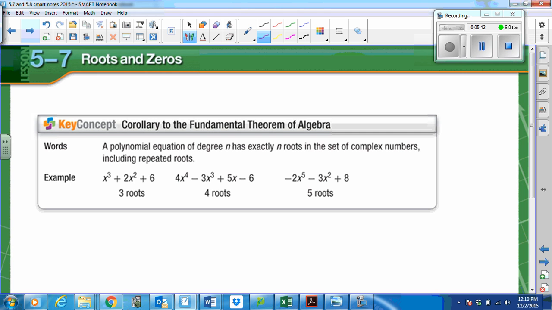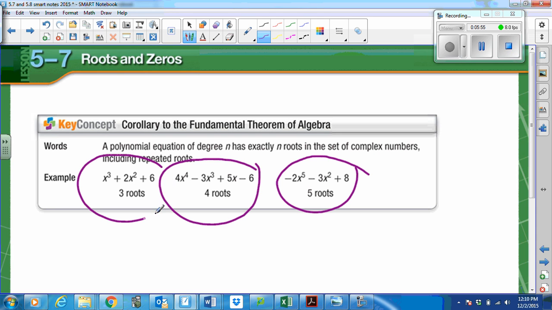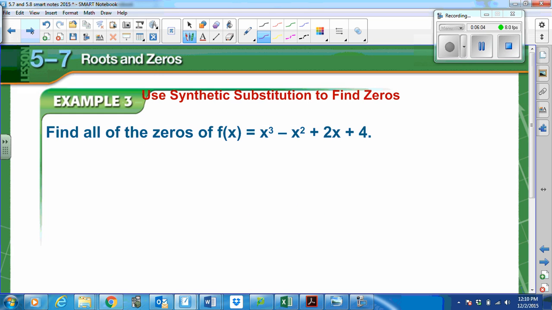So a corollary to the fundamental theorem of algebra is a polynomial equation of degree n has exactly n roots, and that's what I've been saying in this video. So if you have a degree 5, it's going to have 5 roots. Degree 4 is going to have 4 roots. Degree 3 is going to have 3 roots. That does not mean it's going to cross the x-axis that many times, because again, you can have imaginary roots.